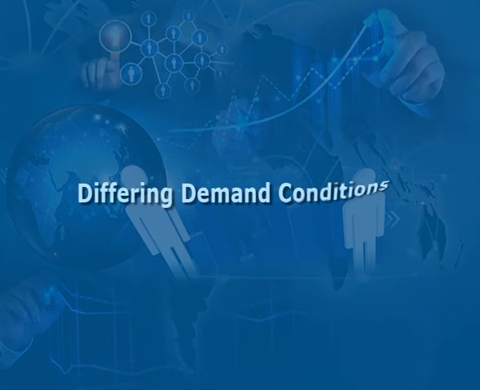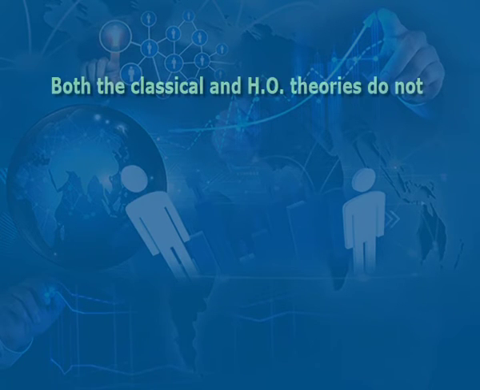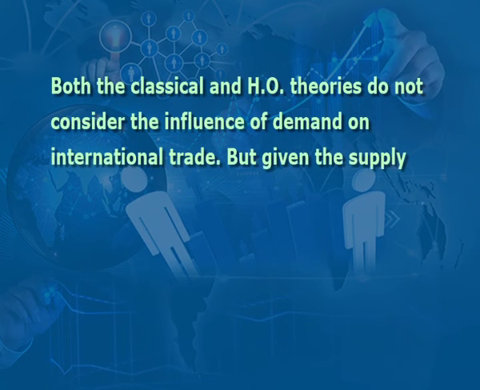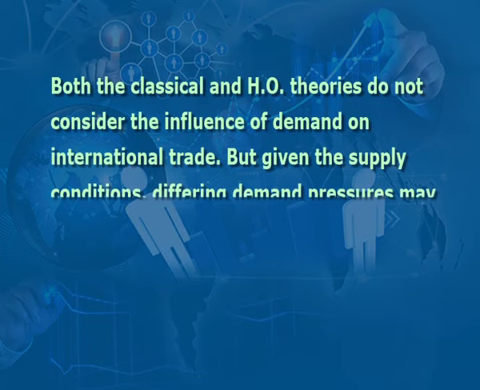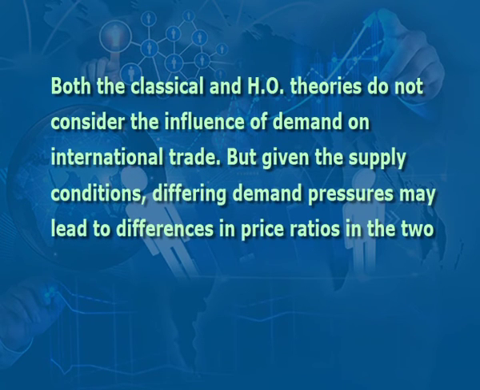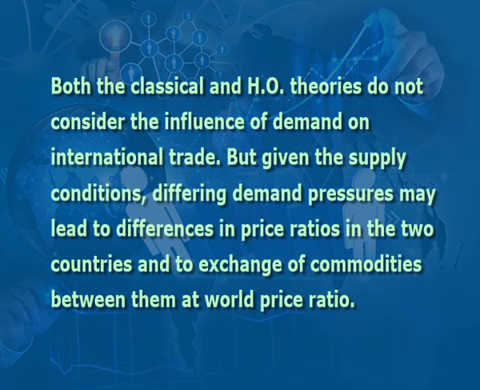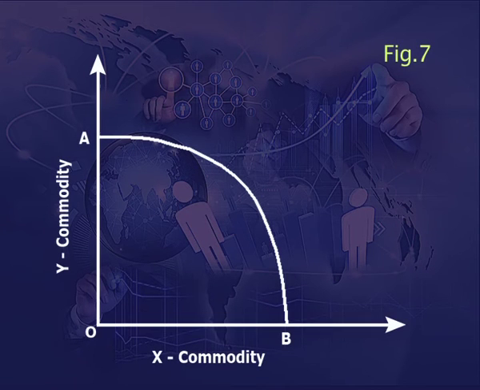Now let us look at differing demand conditions. Both the classical and Heckscher-Ohlin theories do not consider the influence of demand on international trade. But given the supply conditions, differing demand pressures may lead to differences in price ratios in the two countries and to exchange of commodities between them at world price ratio. This case is explained in figure 7.